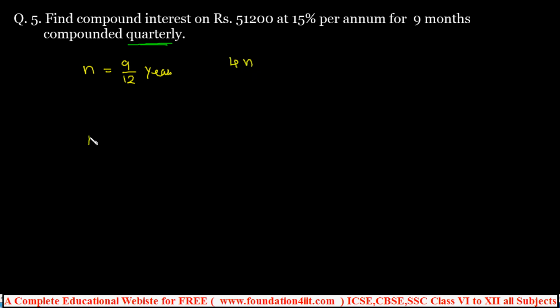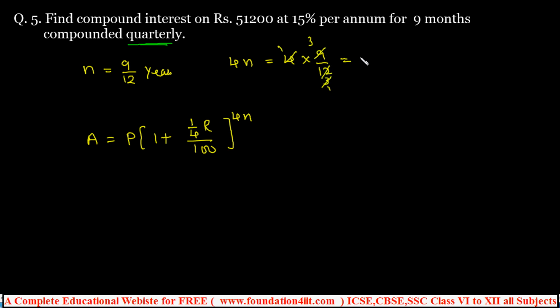So we know the formula. A is equal to P into 1 plus, in the place of r, just 1 by 4 of the r, so 1 by 4 into r by 100, to the power 4n, right? Let us see, 4 into n, which is 9 by 12. If we calculate this, 4 ones are 4, 3s are 12, finally 3. In the place of 4n, 3 will be kept. Generally you can also observe that 9 months means there are 3 quarters, so directly you can keep 3 as usual. And the rate of interest is 15 by 4. Right, now we can calculate easily.